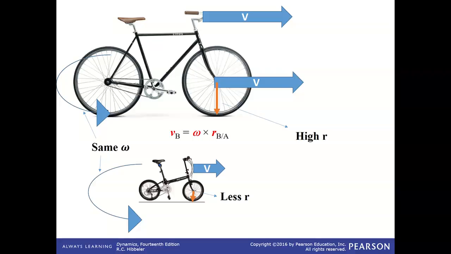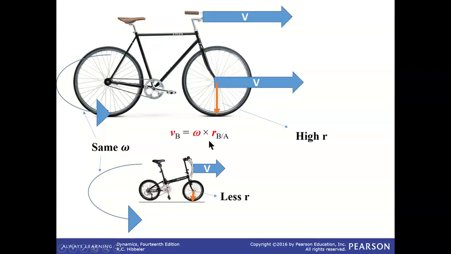Okay, so this is the situation. One bike has bigger wheels, another one has smaller wheels. Both the bikes have the same omega. In the previous example, we have seen that the velocity of B, that is the center of the wheel, is omega cross RB relative to A, that is the angular velocity of the wheel with the cross product of the radius of the wheel. And because the center of the wheel is attached to the frame, and the biker also rides on the same frame, the velocity of the entire bike is the same as the velocity of the center of the wheel.